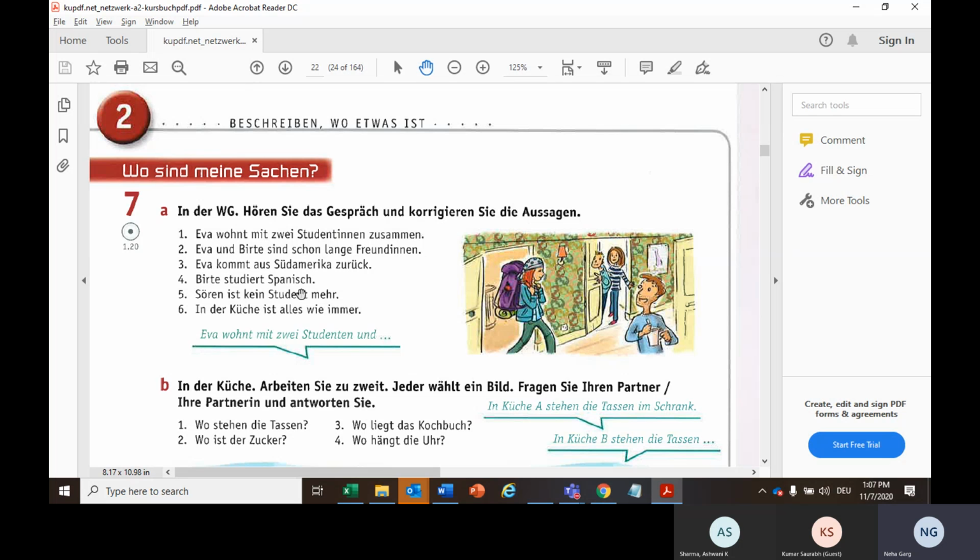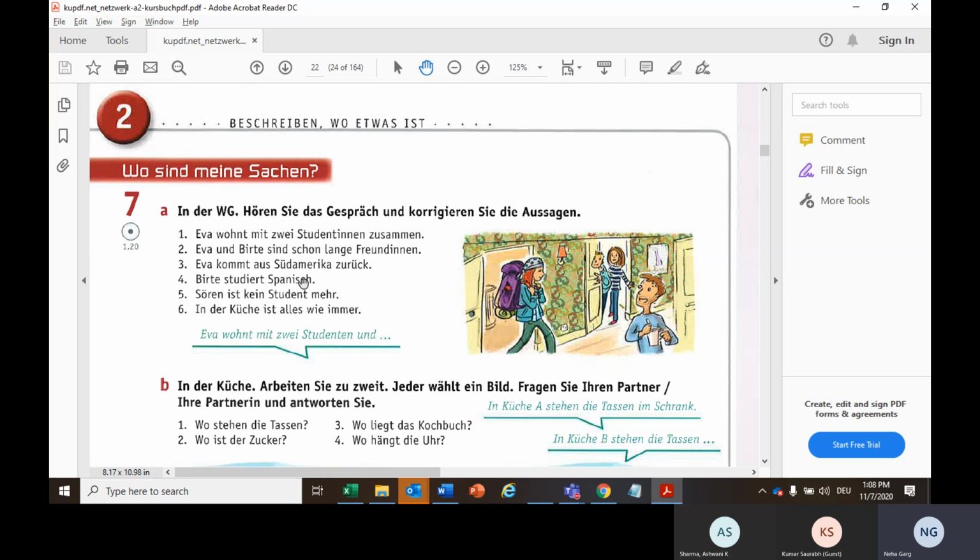So let's quickly review these statements before we proceed with the listening exercise. Eva wohnt mit zwei Studentinnen zusammen. So Eva is living with two female students together, but the correct answer is Eva wohnt mit zwei Studenten. So this is the correct statement. This is done already. Eva und Beta sind schon lange Freundinnen. So Eva and then there is another female, Beta. They are friends for long already. So we have to listen and then understand whether this statement is correct or not.